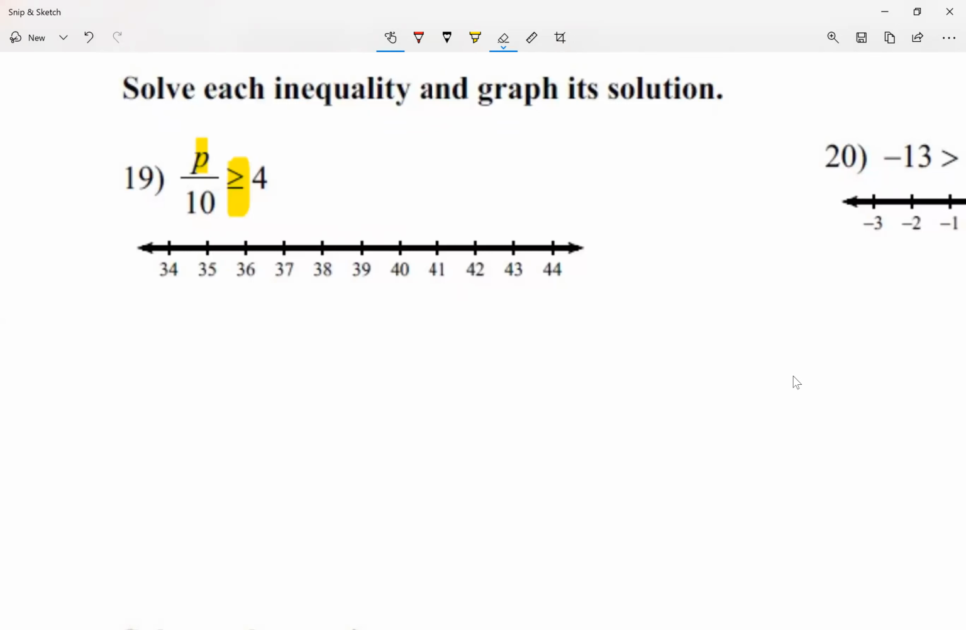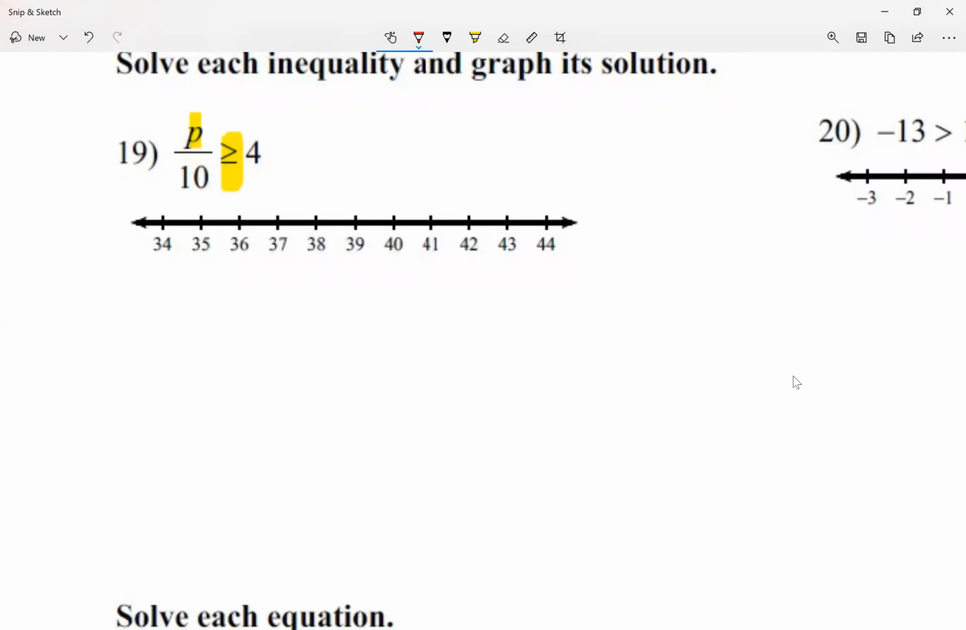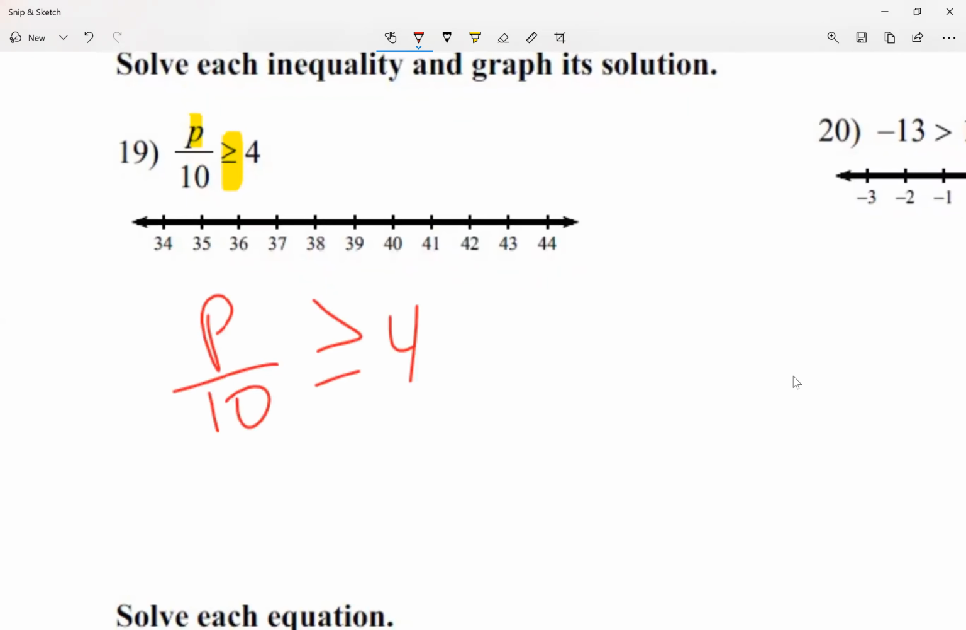So let me write this as P over 10 greater or equal to 4. Good. So P over 10 is greater or equal to 4. So I'm going to do that. All right, the letter has to be on the left. Otherwise, remember, you had to flip everything. And kind of like last week, we added or subtracted to get the P by itself.